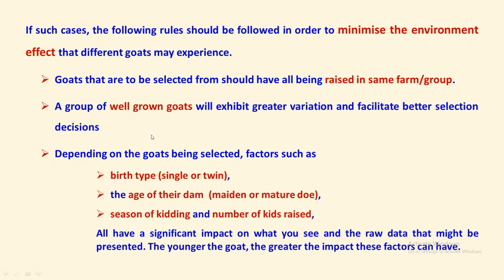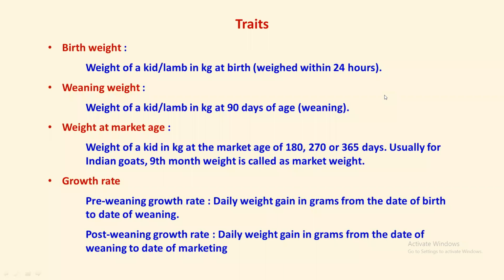And not only the managemental condition, the environment, the season, and the climate and everything will be the same. And we should go for the well grown goats. We should avoid selecting the young goats in the breeder farm. Which are the traits whose raw data we can record for selection?